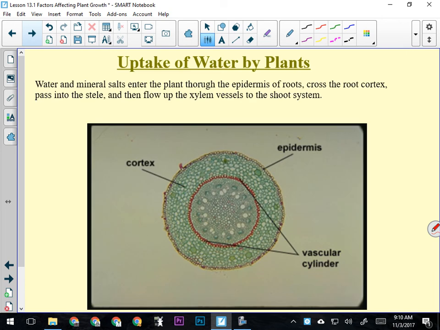Okay, taking up water by plants. I don't think I put this part in there. I think this is where I cut yours off, right?